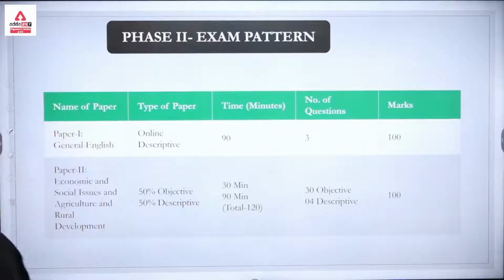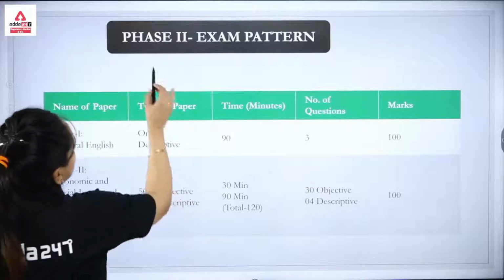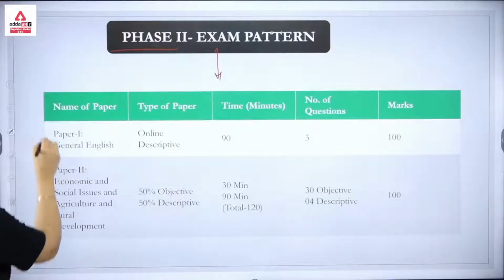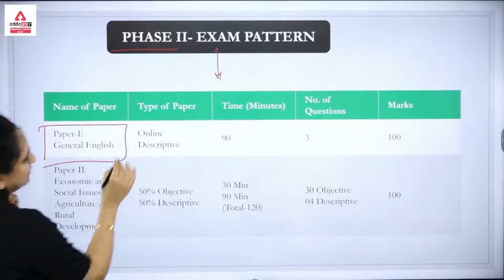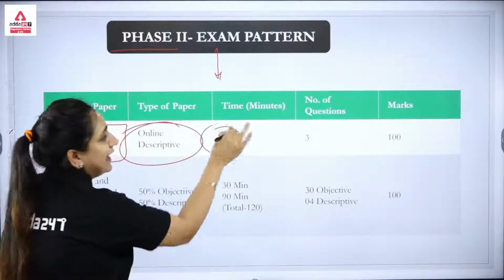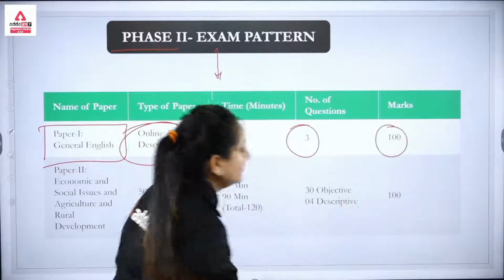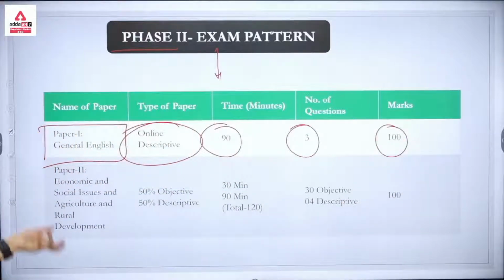So my dear, if we talk about the phase 2 exam pattern, in the English segment this will be an online descriptive paper for 90 minutes. The number of questions will be 3 here, and total marks would be 100. Again, going to the other one, this is for the social and economic part.